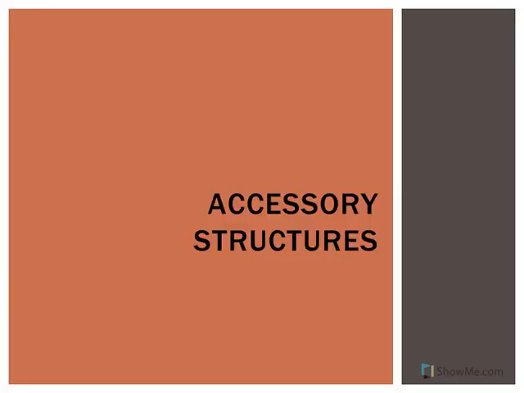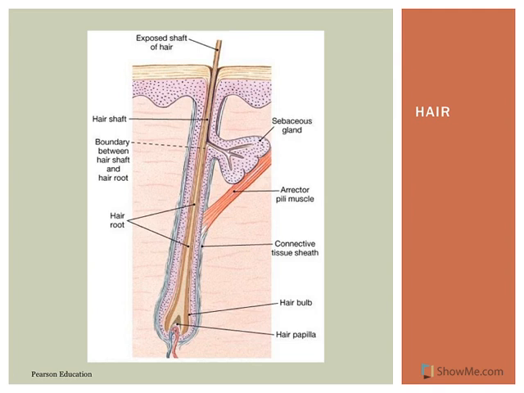Now, the last thing I want to mention is what we refer to as accessory structures. These are actually epidermal derivatives. You find them in the dermis or the hypodermis, but they're actually derivatives of the epidermis. The first one I want to mention is hair. You find hair everywhere on your body except the palms of your hands, soles of your feet, your lips, some of the external genitalia, and your eyelids. But everything else will have hair.